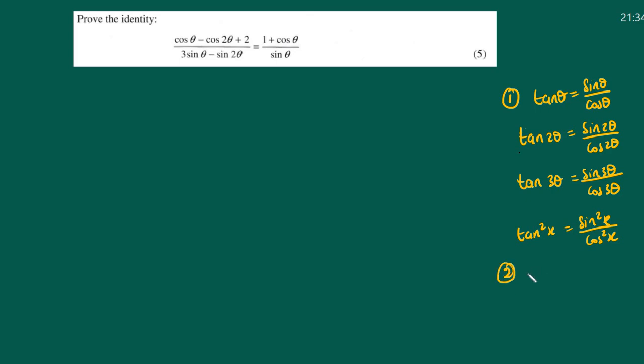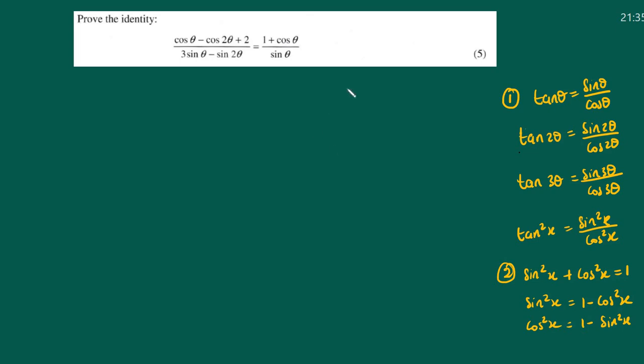Number 2, let's remember that sine squared x, or theta, plus cos squared x is equal to 1, which means that sine squared x will be equal to 1 minus cos squared x. Where I see 1 minus cos squared x, I'm allowed to put sine squared x. Where I see sine squared x, I'm allowed to put 1 minus cos squared x. Similarly, cos squared x will be 1 minus sine squared x. Yeah, then that is it. You just have to know that those two tools are going to assist you.